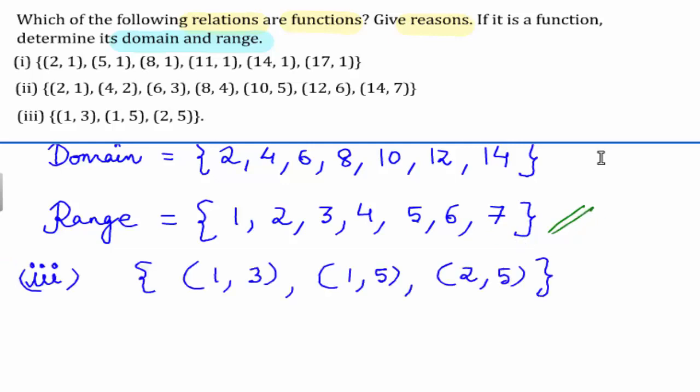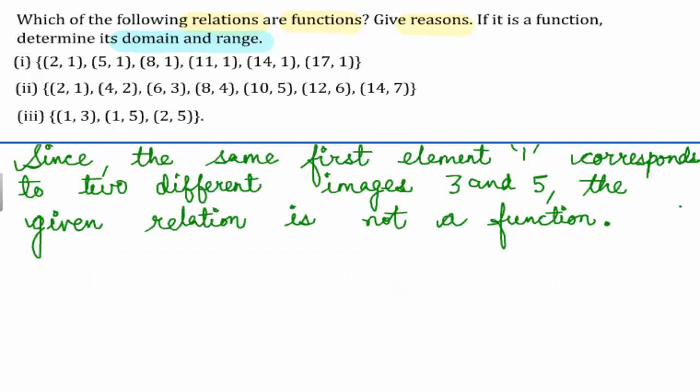Next let us consider the third set of ordered pairs. Now if you observe the third set of ordered pairs, you can see that the first element 1 is repeated twice in (1, 3) and (1, 5). Since the same first element 1 corresponds to two different images 3 and 5, the given relation is not a function. So with this we come to the end of the solution of this question.